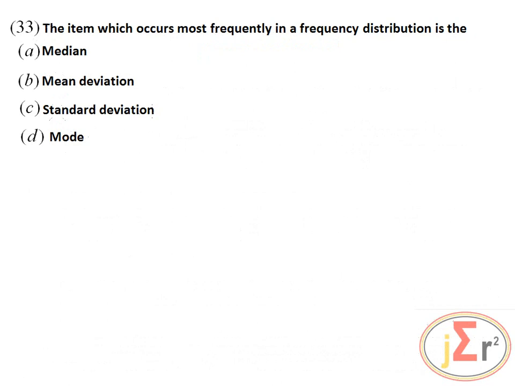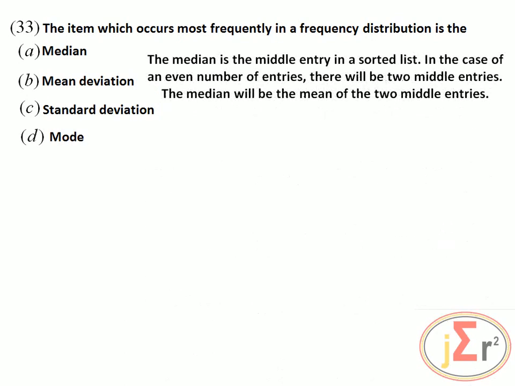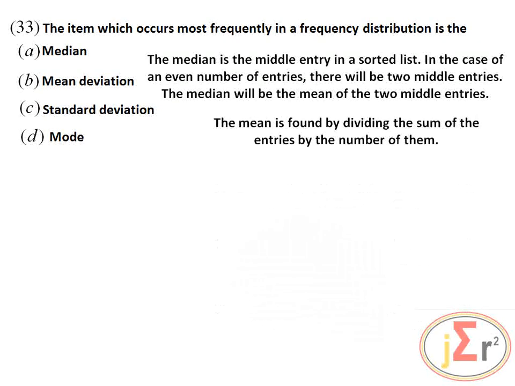The item which occurs most frequently in a frequency distribution is called the what? The one that occurs most frequently. The median is the middle entry in a sorted list. In the case of an even number of entries, there will be two middle entries. The median will be the mean of the two middle entries. The mean is found by dividing the sum of the entries by the number of them.